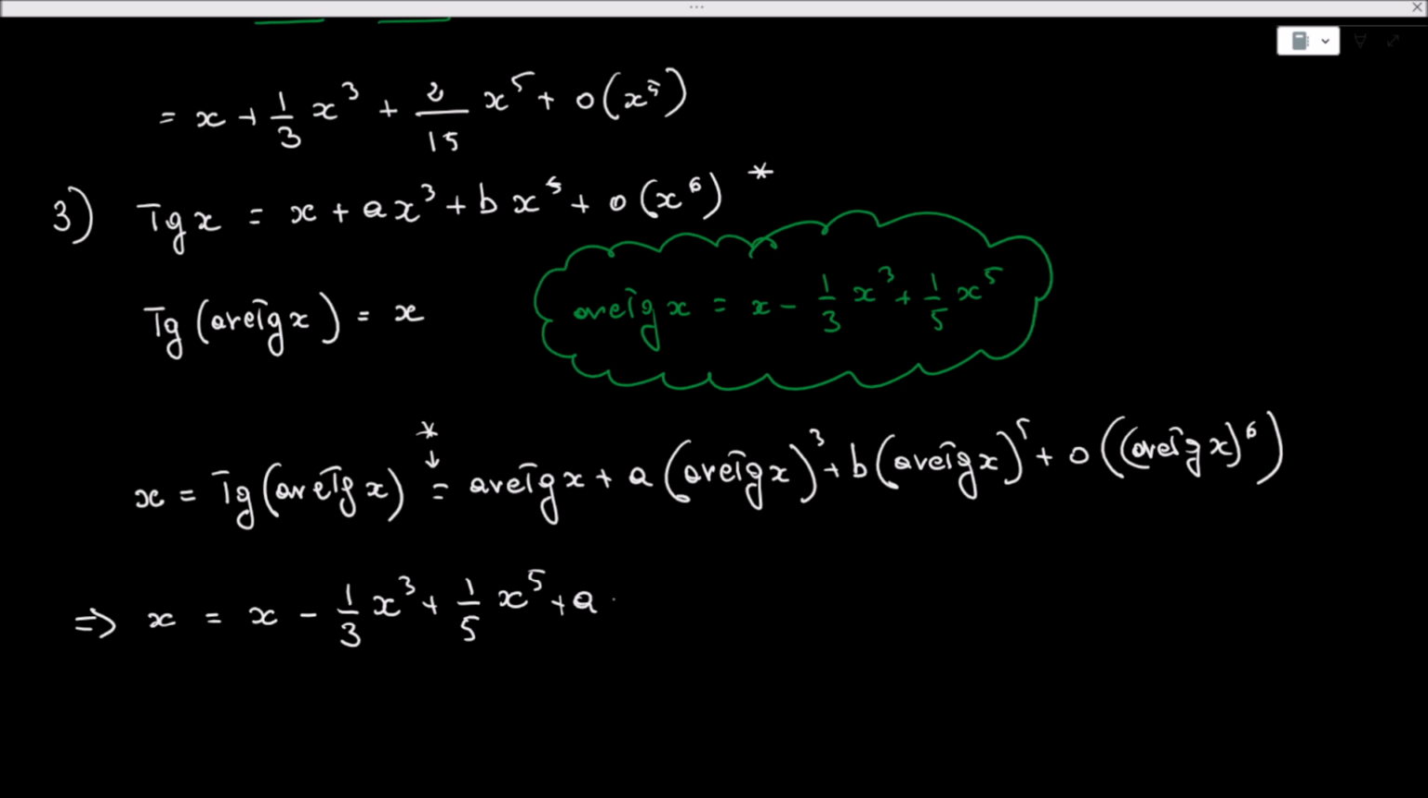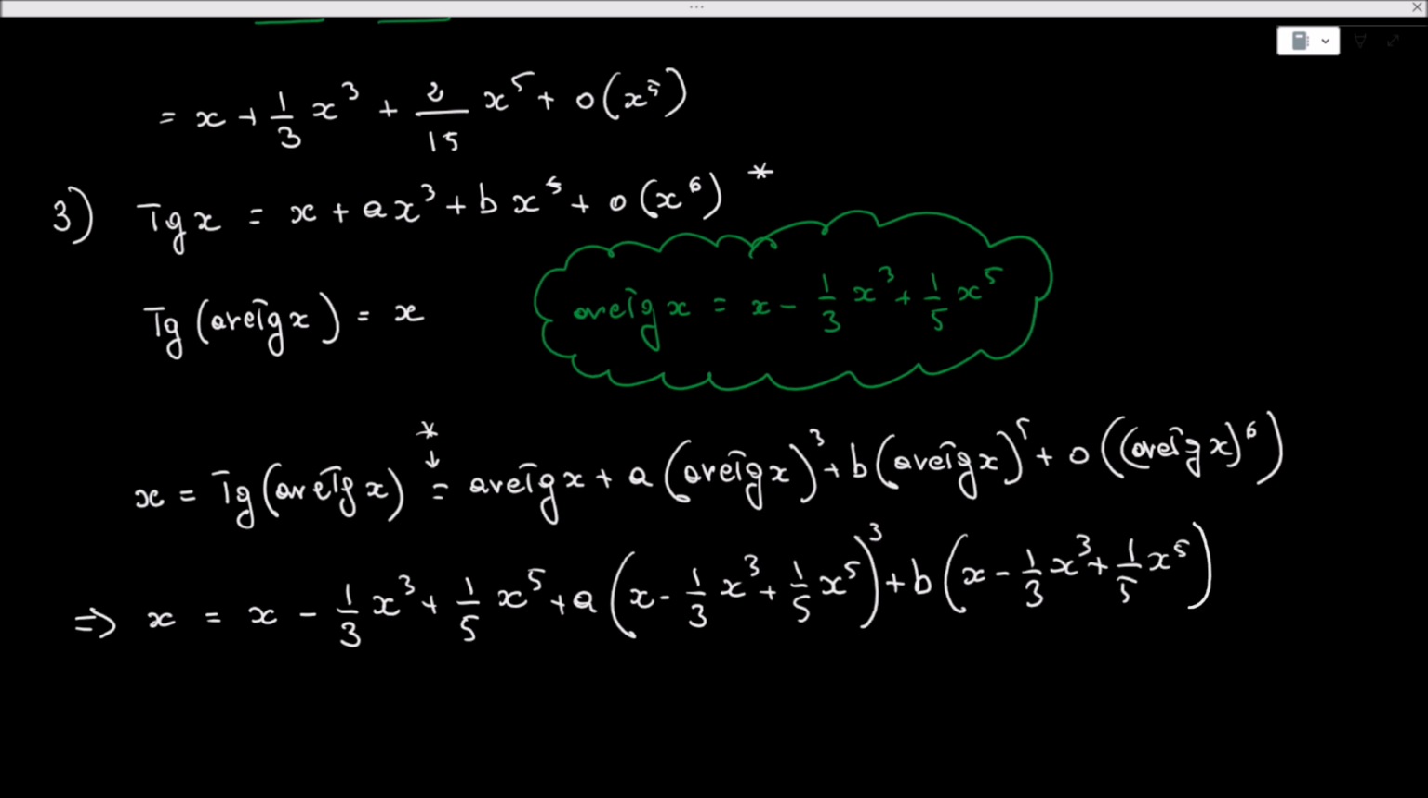Then we have plus a times x minus 1/3 x to the cube plus 1/5 again x to the fifth, all raised to the third power, plus b times x minus 1/3 x to the third plus 1 divided by 5 x to the fifth, and this is now raised to the fifth, plus, well, this little o of arctangent x to the sixth can be easily proved to be nothing else than little o of x to the sixth. I will leave this as an easy proof.